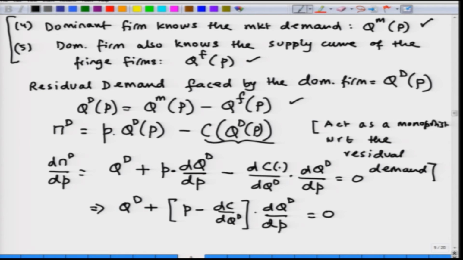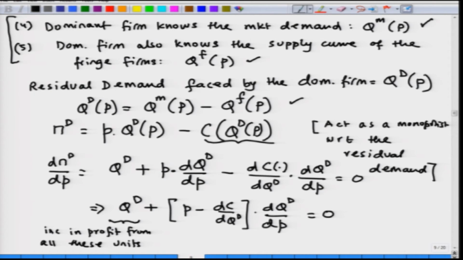When the dominant firm increases the price by, let us say, rupee 1, its profit goes up by the extra revenue that it earns on all the infra marginal units. So, this is the increase in profit from all the units, and there are QD of those units. I increase the price by 1 rupee, and the total revenue increases by the amount QD, because there are QD of those units.